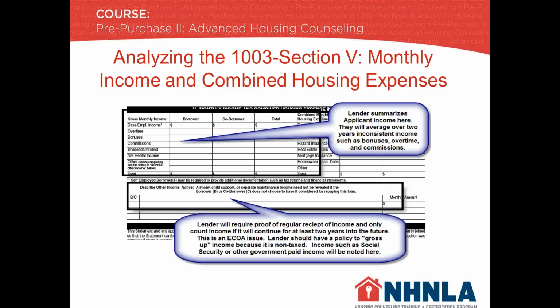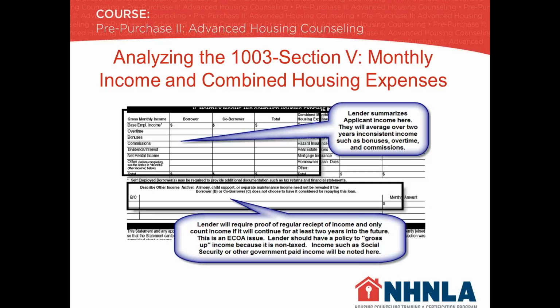Okay. And then that bottom section, if they're using alimony or child support or maintenance income to qualify for the mortgage, the lender is going to want not only that to be listed, but they're going to want proof of that and that it's been consistently received. They also want to show it's going to be expected to continue for at least 2 years in the future.